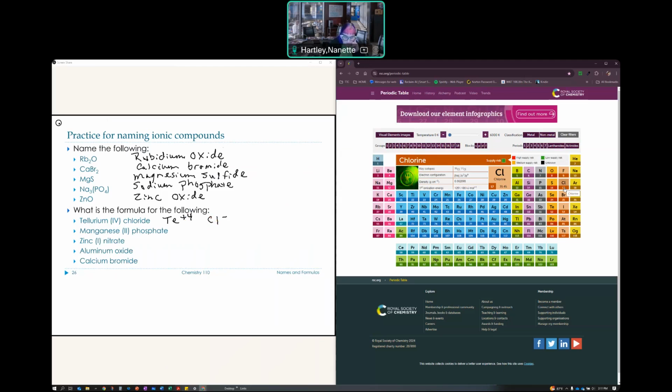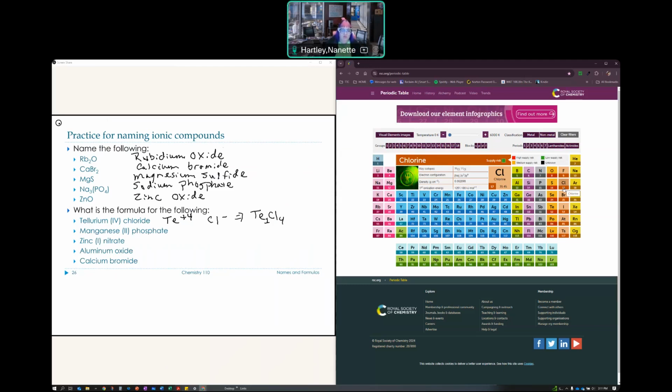I'm putting together this Te 4 plus and the Cl minus. And what I said before was that I would take this plus 4, and that 4 would become the subscript on the Cl, and the 1 would become the subscript on the Te. That would become TeCl4. And there's an implied one here. I don't have to write it, but I can. So TeCl4. Cool. And that's all I need.